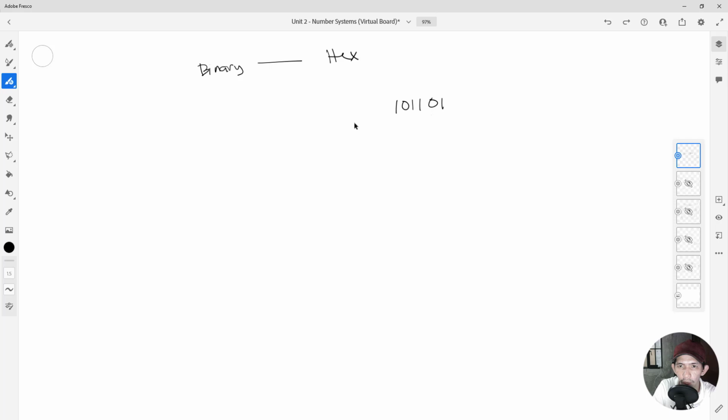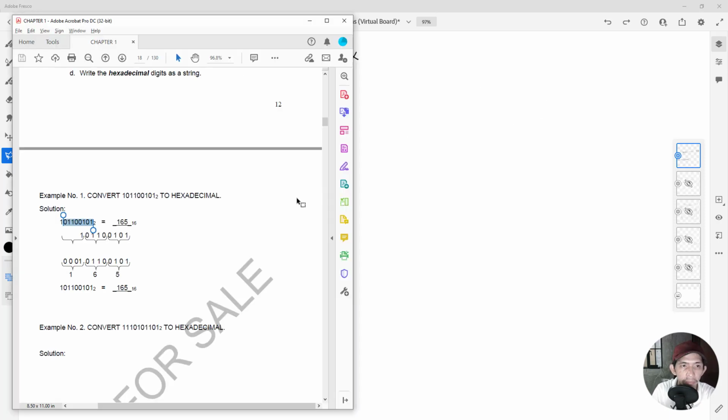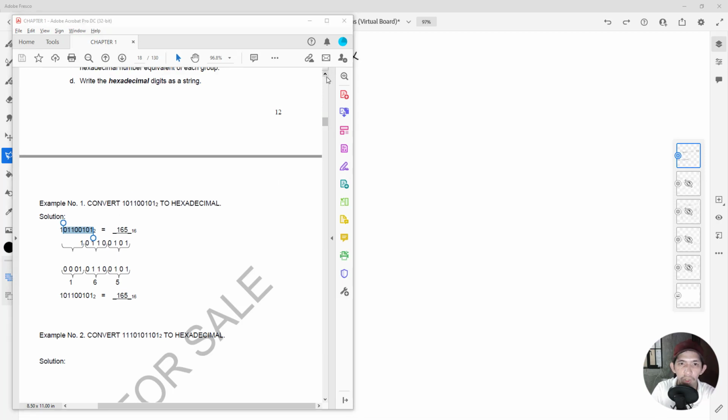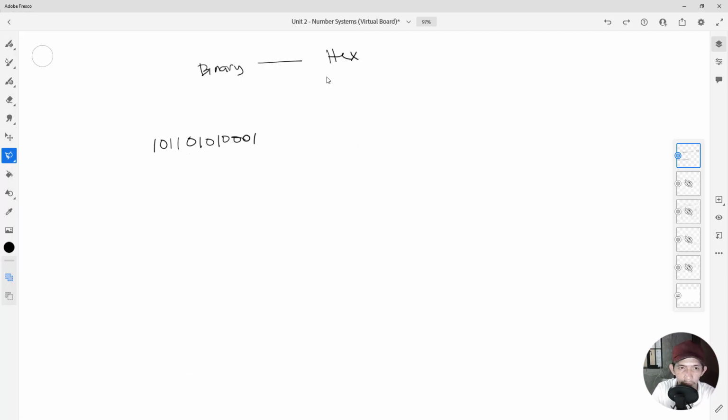1011, 0101, 0001. O yan, for example. Ibang example, para meron tayong ibang example. Okay? So ang gagawin daw natin, first step is to group by 4 from last digit. So group by 4 from last digit.